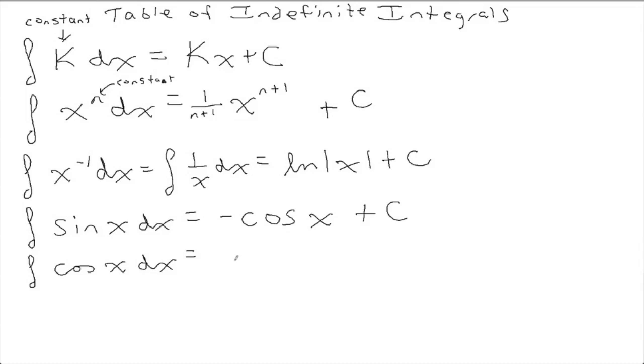Okay, this is the antiderivative of cosine of x with respect to x. So what gives us cosine of x? That would be sine of x. So the answer is sine of x plus c. Okay, that's very good as well.